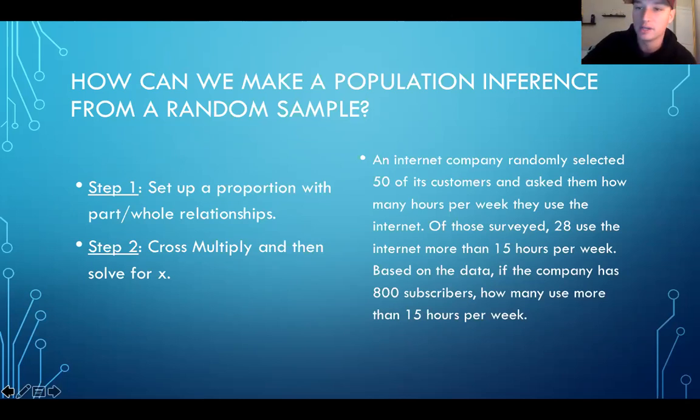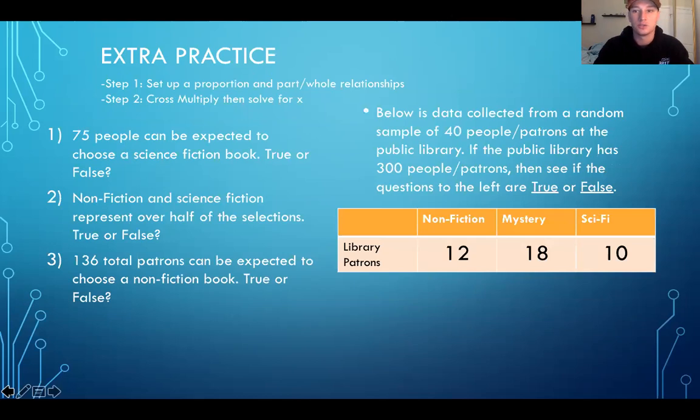So we can make the inference that 448 out of 800 subscribers to the internet company use the internet more than 15 hours per week. And that's just the basic generalization that we can make from given data, which is really cool because it is very applicable to many other scenarios in life. And so now we're going to do some extra practice with proportions.